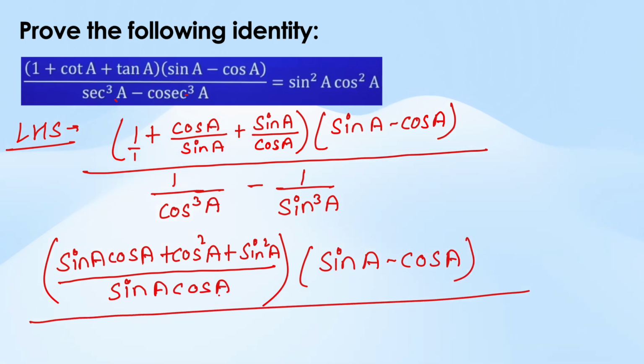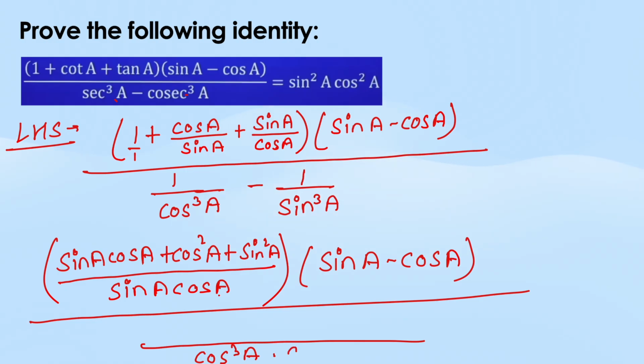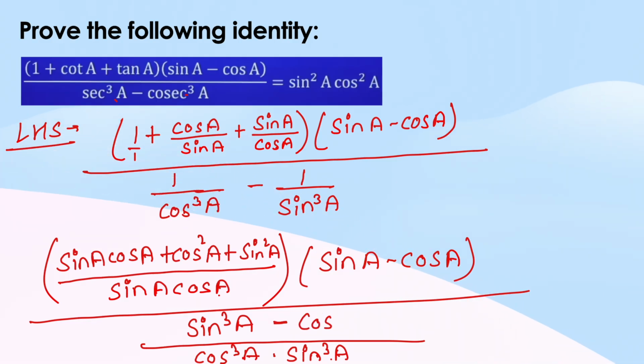Come to the base now. In the base, cos cube A, sine cube A. So the LCM will be cos cube A into sine cube A. So cos cube A, what is left? Sine cube A. So I will multiply by sine cube A. Here sine cube A, so cos cube A. Is this okay?